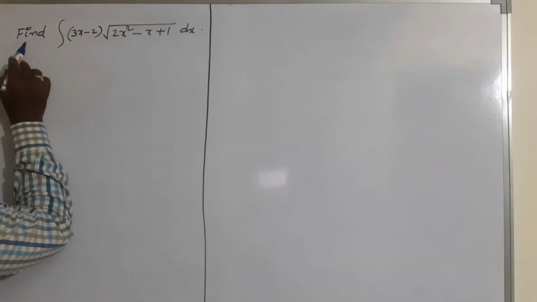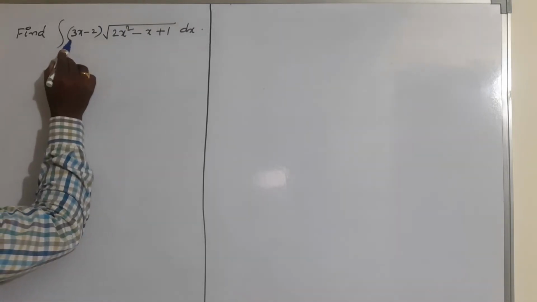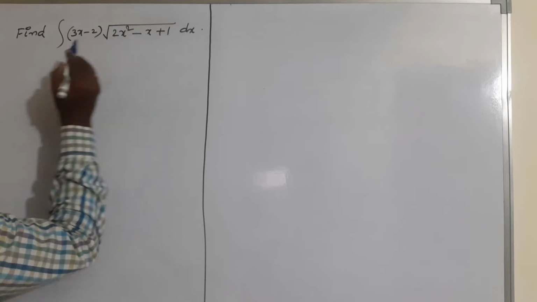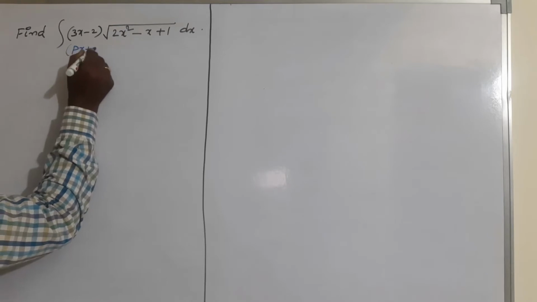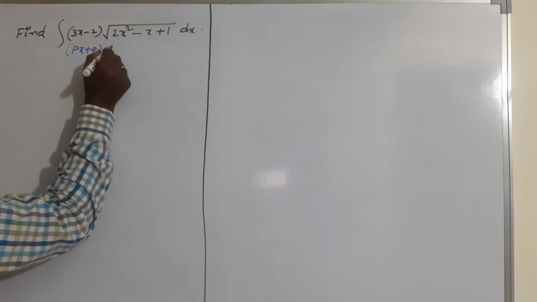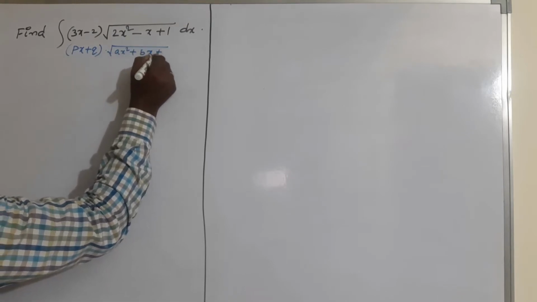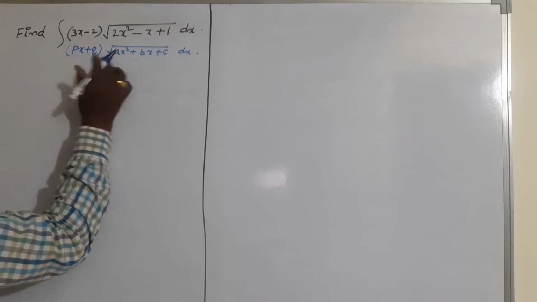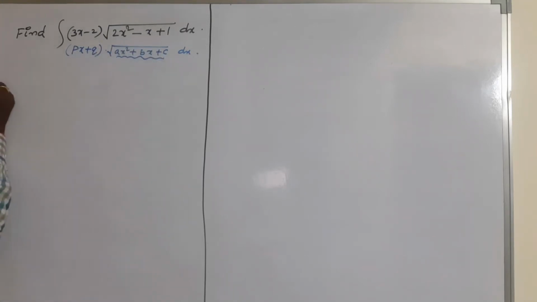This is the next problem in type 2 integrations. Find the integration of (3x minus 2) into root over 2x square minus x plus 1 dx. So clearly we are observing that this is in the form of (px plus q) into root over ax square plus bx plus c. So this is the linear term, and we have a quadratic term inside the root. So how can we solve this one?